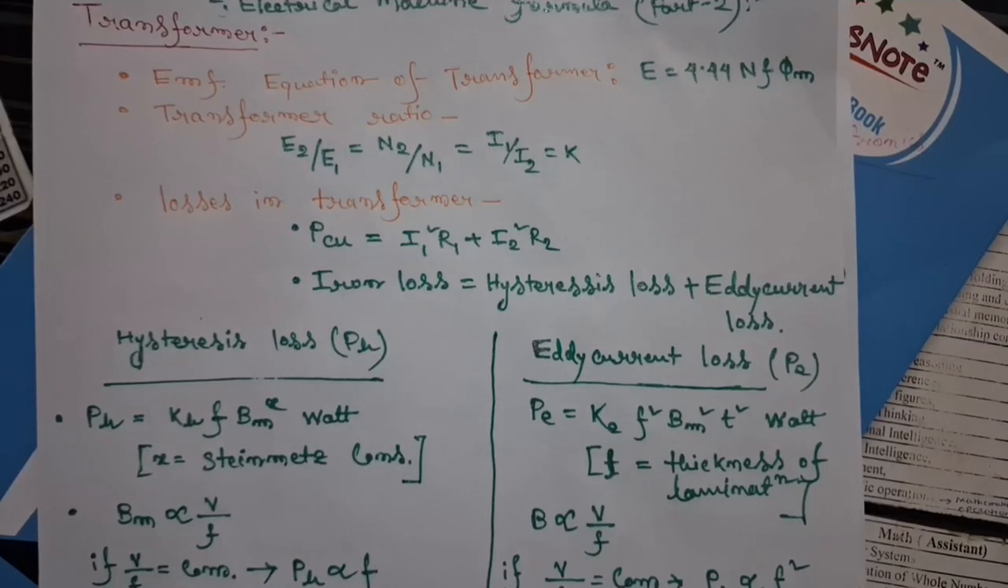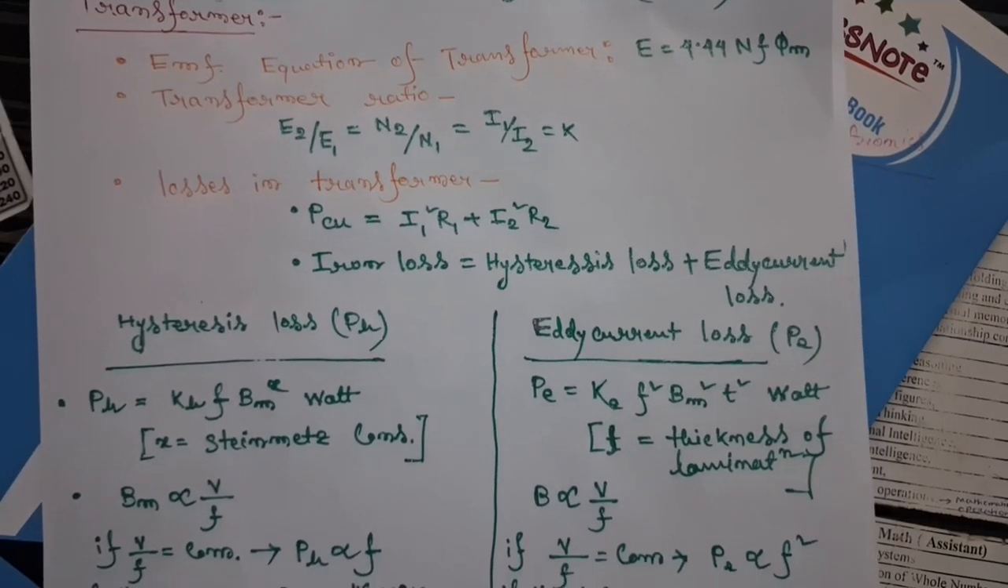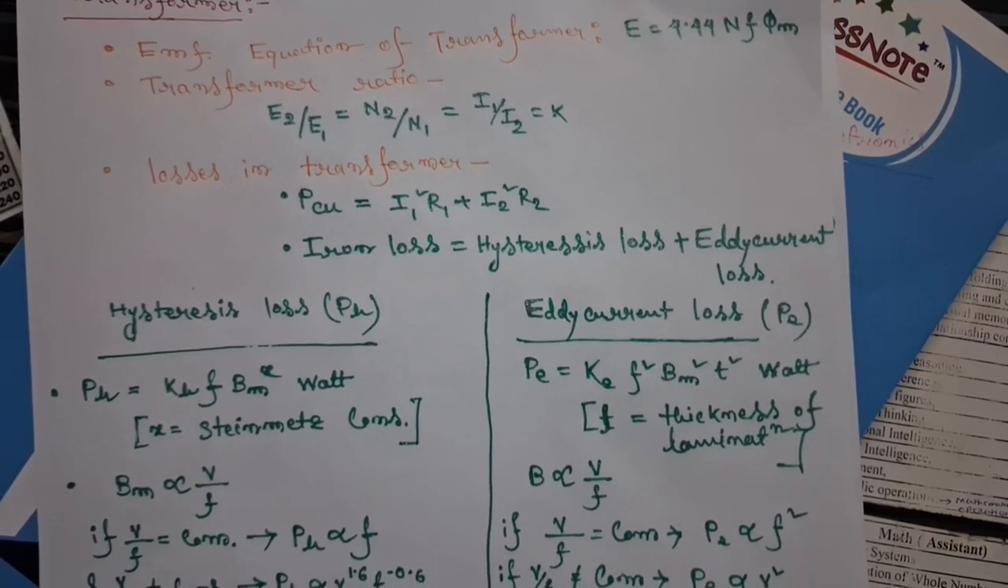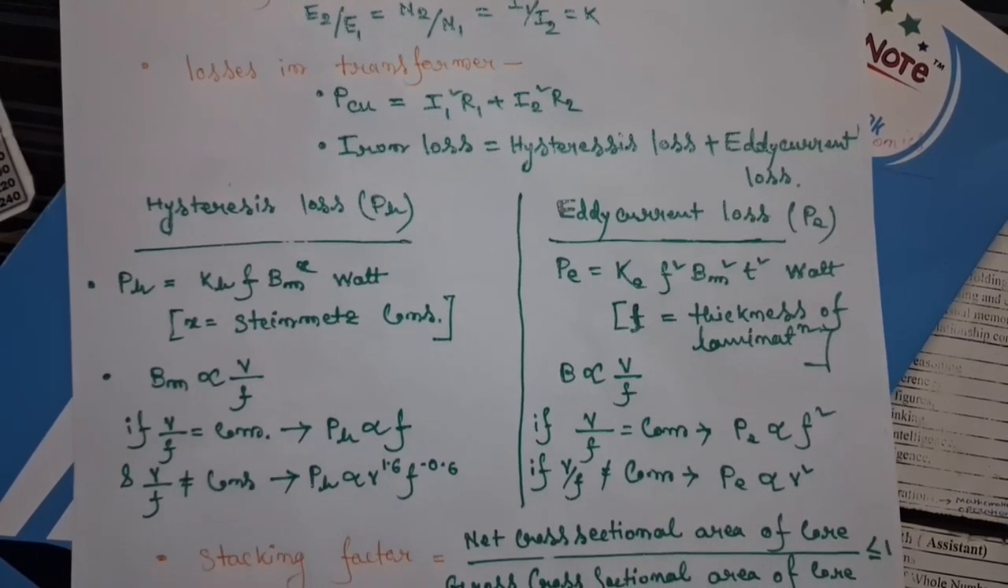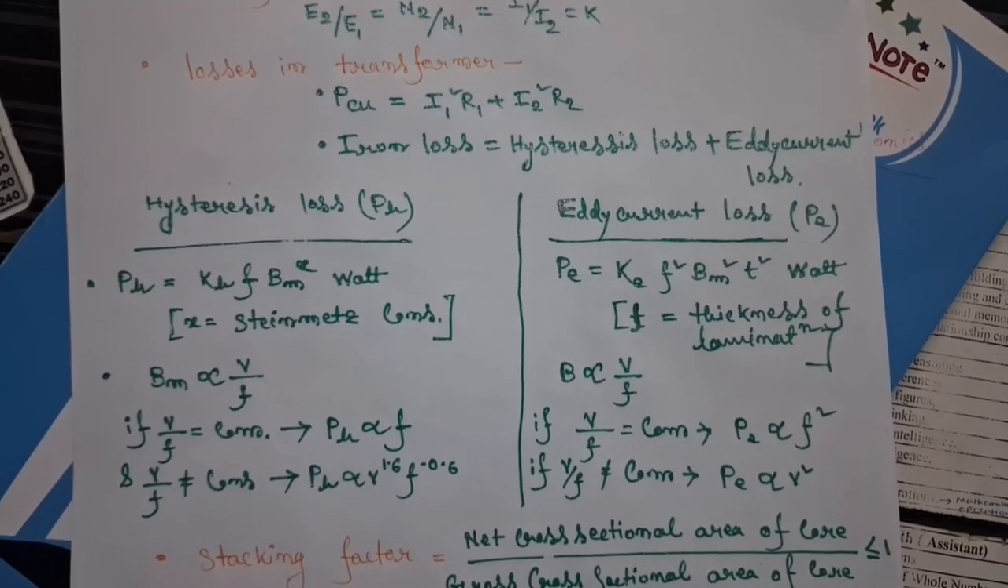Hysteresis loss PH equal to kH f Bm to the power x watt. Here x is the Steinmetz constant and kH is the hysteresis constant. f is frequency, Bm is flux density. Here Bm is proportional to V by f. If V by f is constant, then the hysteresis loss is proportional to f. If V by f is not constant, then hysteresis loss PH is proportional to V to the power 1.6 into f to the power minus 0.6.